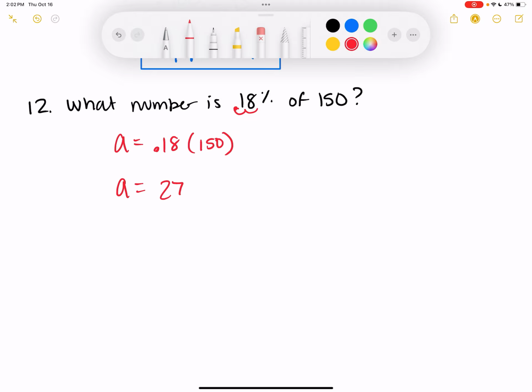Now, if you ever want to go back and check, you can take this number and divide it by 150. So 27 over 150. And when you do that, you get 0.18, which then would move the decimal place, so you'd have 18%. Okay, so that's a quick way you can kind of check it if you're not sure if you did it right.